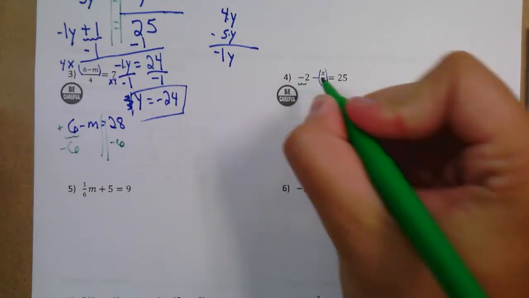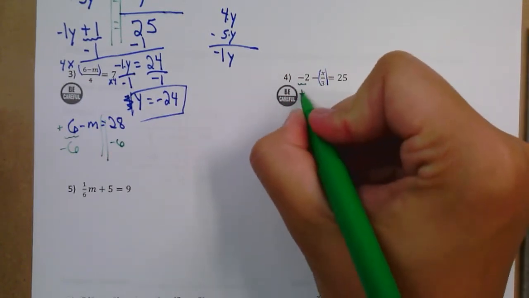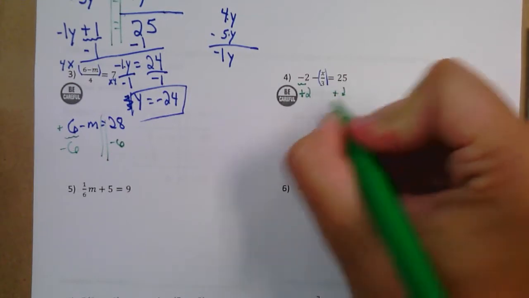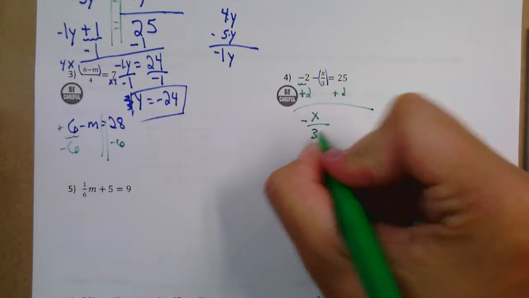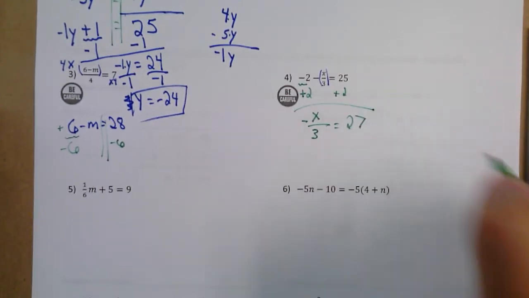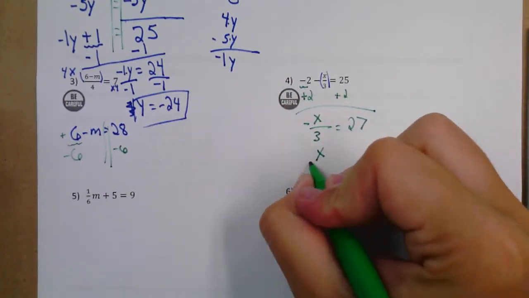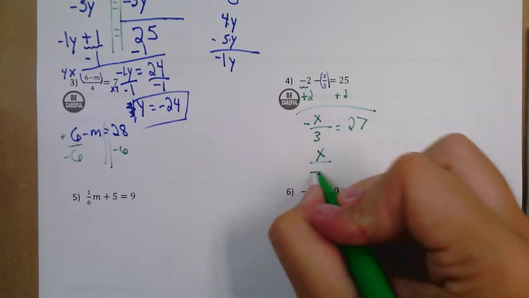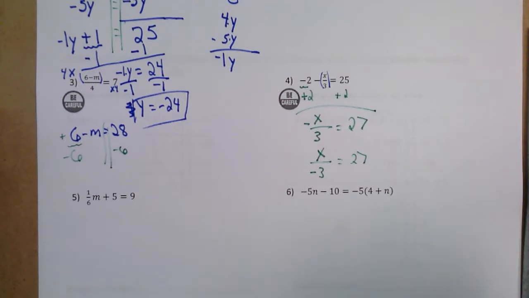Versus over here, there's a negative sign out in front of the 2. So how would you get rid of it? By adding 2 to both sides. That will leave you with a negative x over 3 equals 27. That negative sign, it doesn't really matter whether it's on the top or the bottom. I personally, in this case, just to save some steps, will go ahead and throw it on the bottom. If you want to put it on the top, that's perfectly fine. It will still give you the same answer.